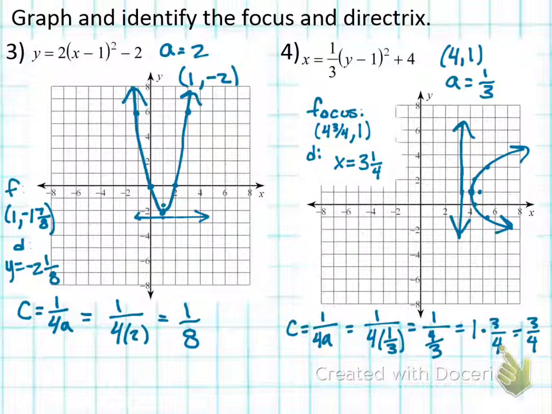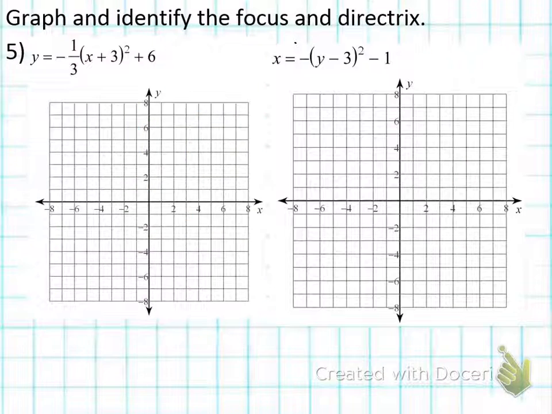Okay, for number 5, I want to show you guys how we can do this without graphing. So here's number 5. What's the vertex here for number 5? -3, 6. Okay, the x is in parentheses, so that's our x coordinate there. And then 6 is the y coordinate. Negative 3, 6. What's a equal? Negative 1/3. Good.